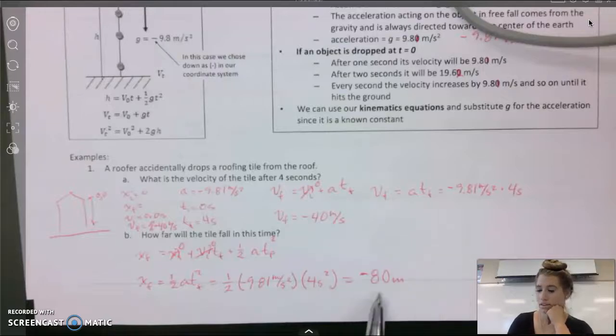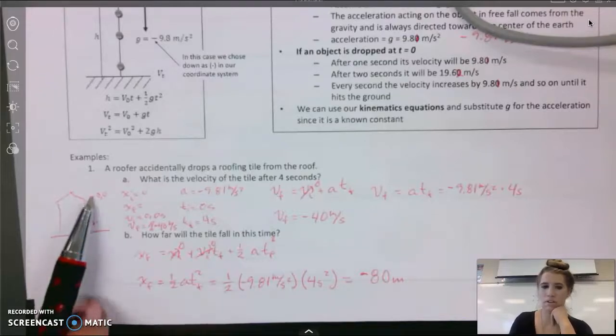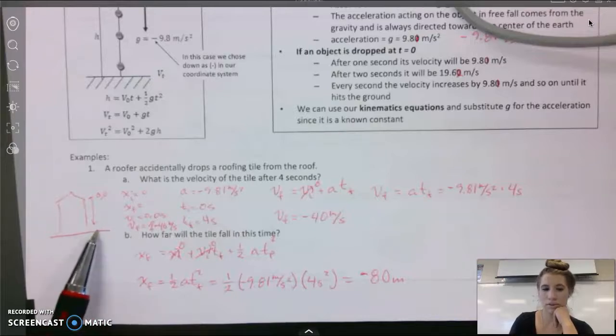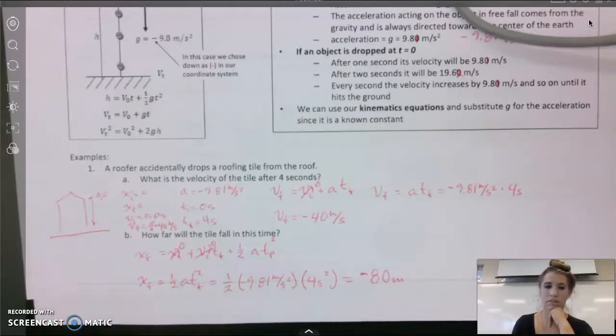Now, this negative, let's ask ourselves, is that reasonable? Well, we established our origin to be the top of the roof here. And so we're going negative 80 meters from that origin, so that would make sense. That's how far the tiles will fall.